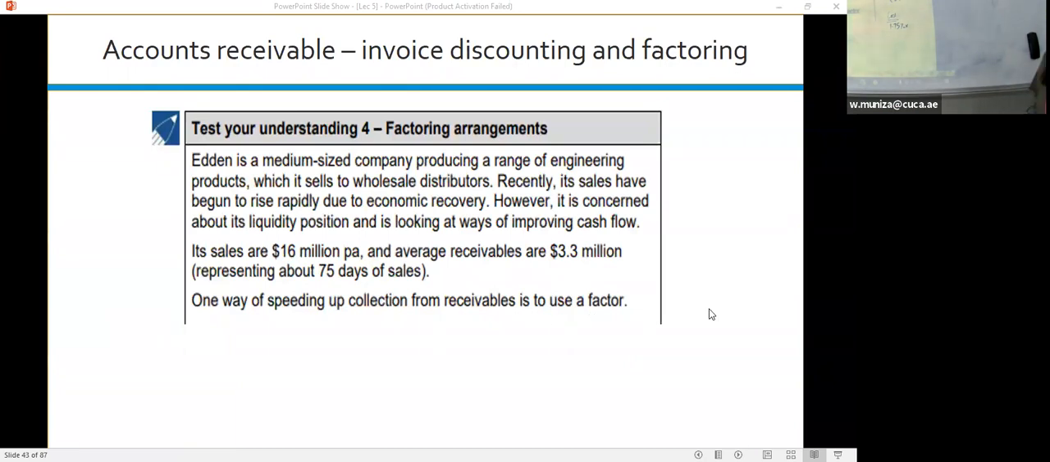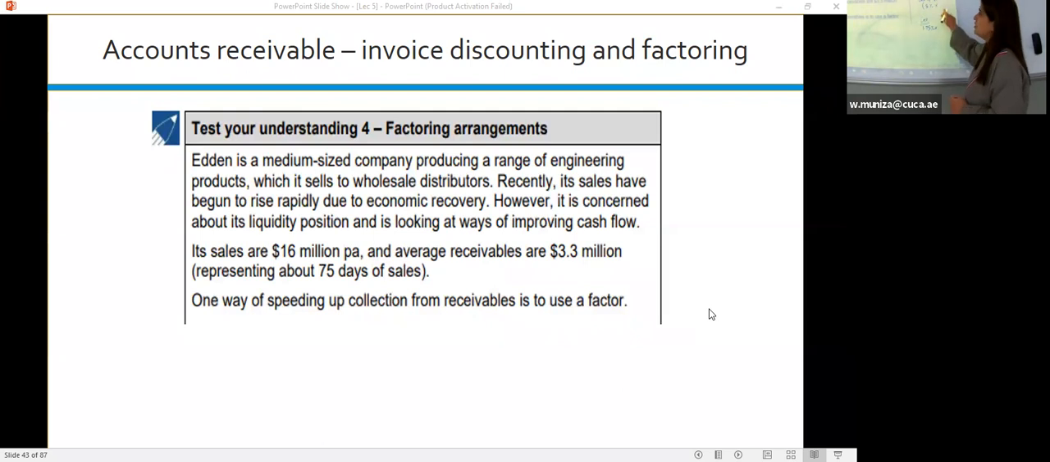Adyen is a medium-sized company producing a range of engineering products which it sells to wholesale distributors. Recently, its sales have begun to rise rapidly due to the economic recovery. However, it is concerned about its liquidity position and is looking at ways of improving cash flows. Its sales are 16 million per annum and the average receivables are 3.3 million, representing about 75 days of sales.